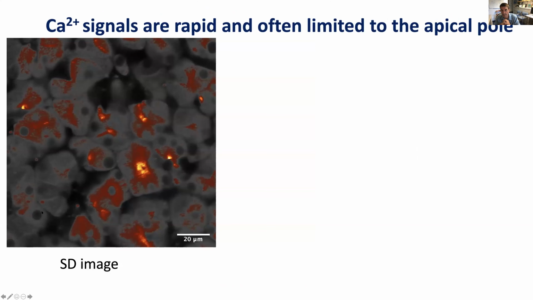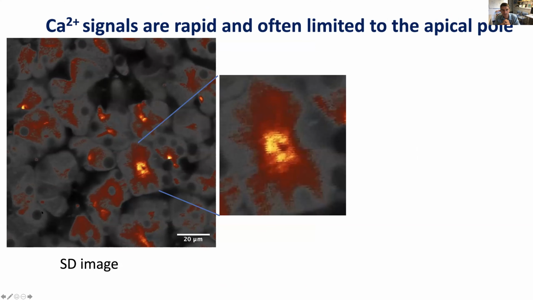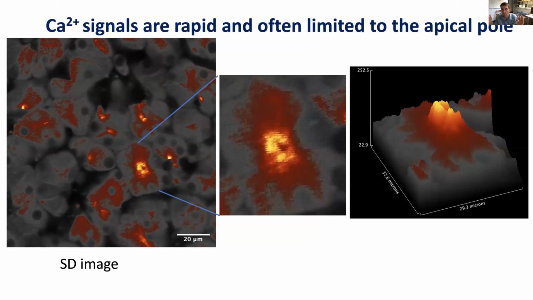We can visualize where the response is occurring by taking that whole movie and generating a standard deviation plot of the whole movie sequence of the 600 frames. If we zoom in on one particular acinus, which is probably about 10 cells, and you look at this volcano plot, it's pretty obvious that the signal is in the apical end of the cell and is really not globalizing to the basolateral regions of the cell. So next slide.